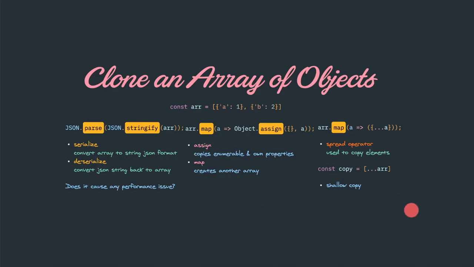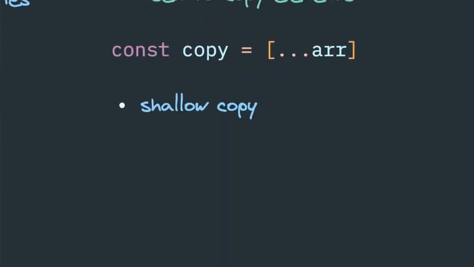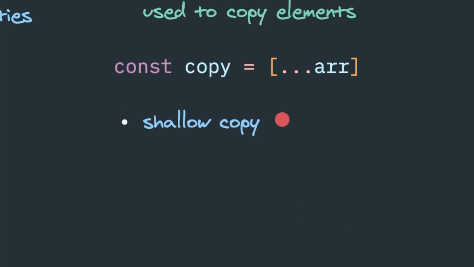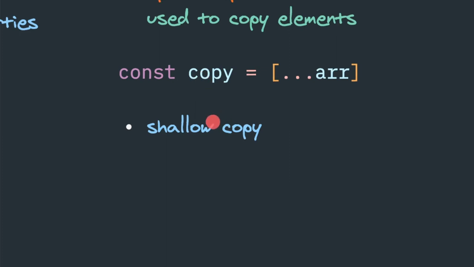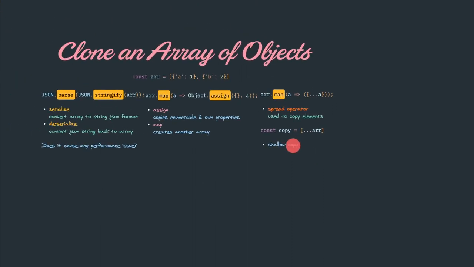You may be excited to leverage the spread operator. You think this spread operator will help in this case, like dot dot dot array, and you can copy it to the copy. So what will happen in that case? Will it solve the problem? Unfortunately not. This will also lead to the same issues.